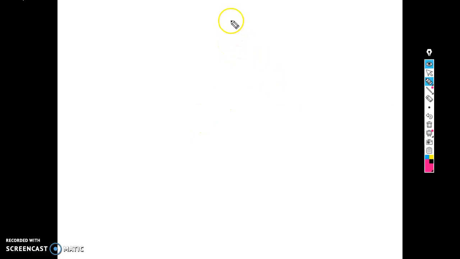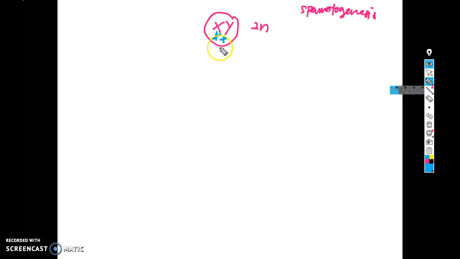So this is a normal cell or diploid cell, and we focus on the sex chromosomes, which is XY, because this is spermatogenesis. So this XY, we represent with chromosomes: we have chromosome X and chromosome Y. And what happened?